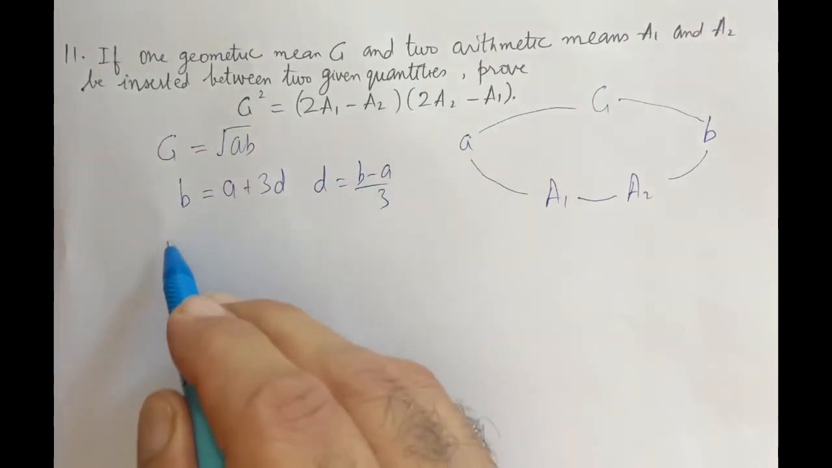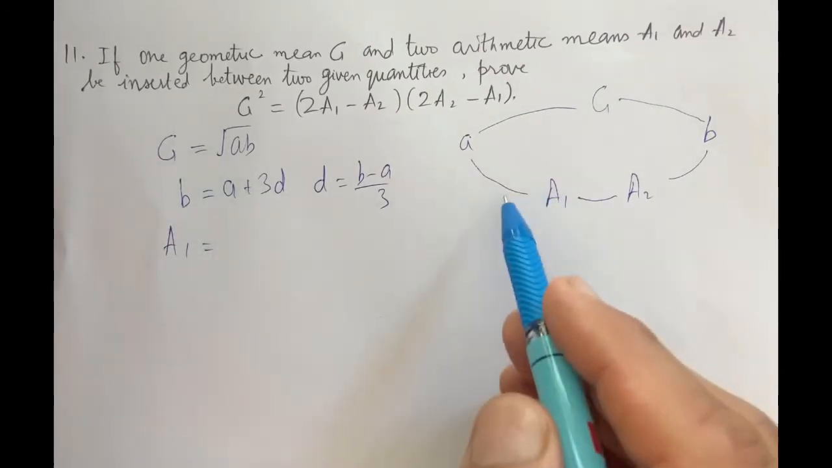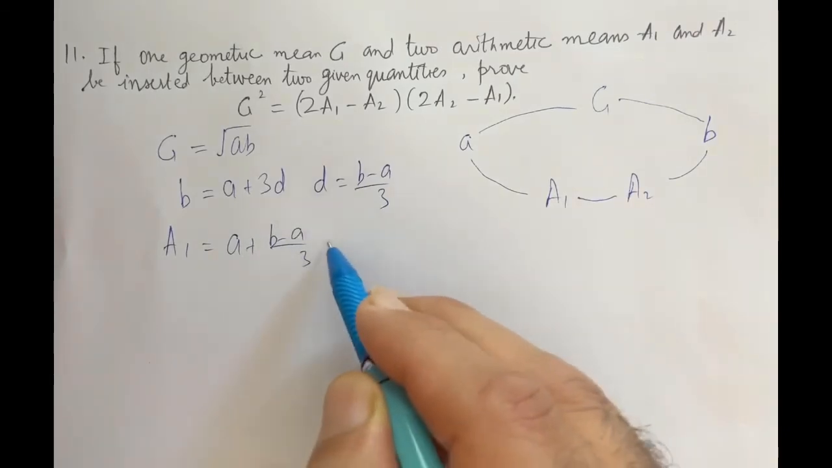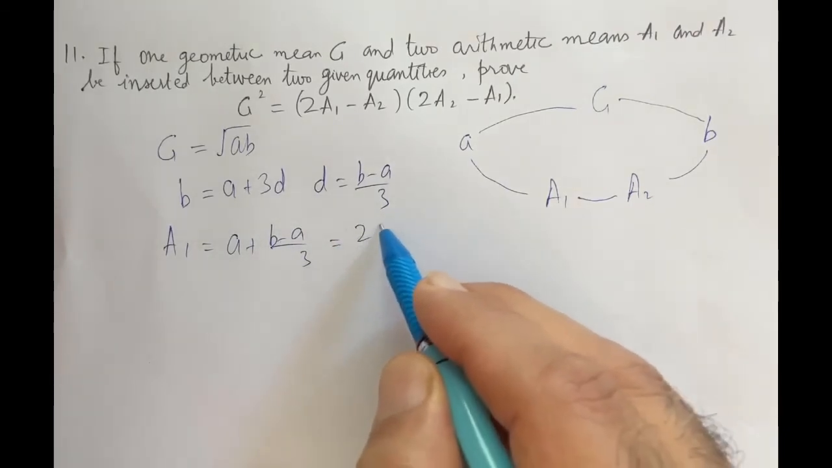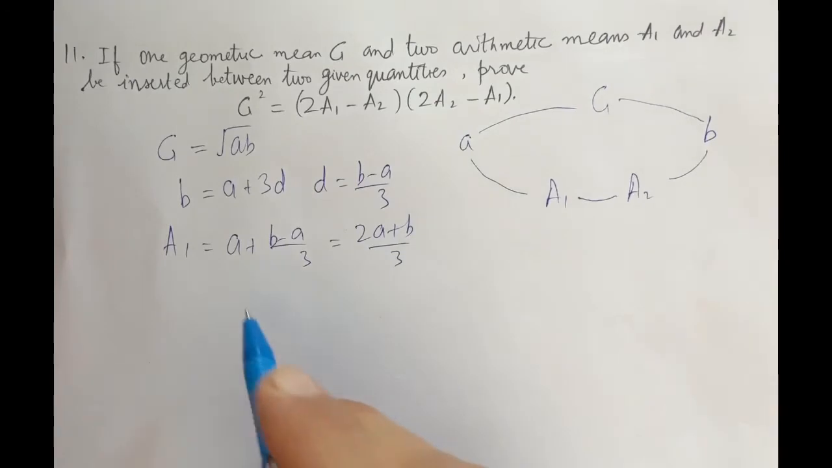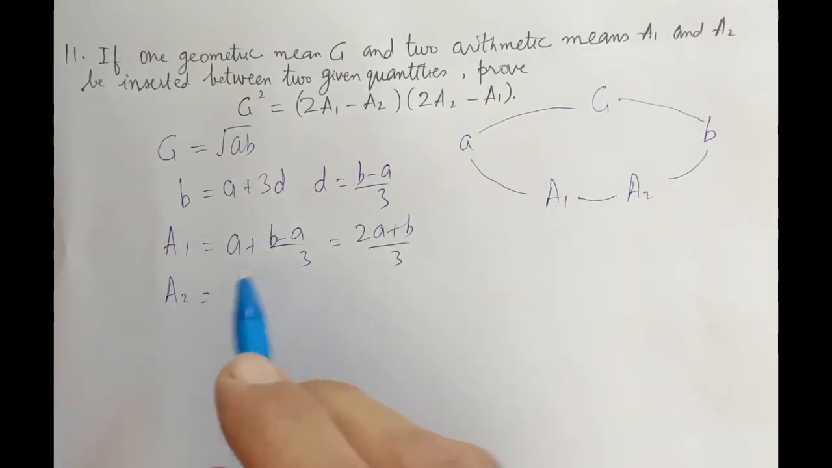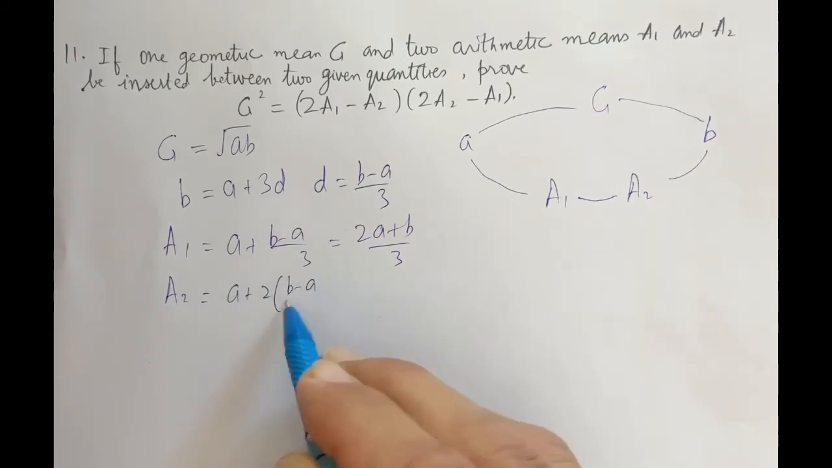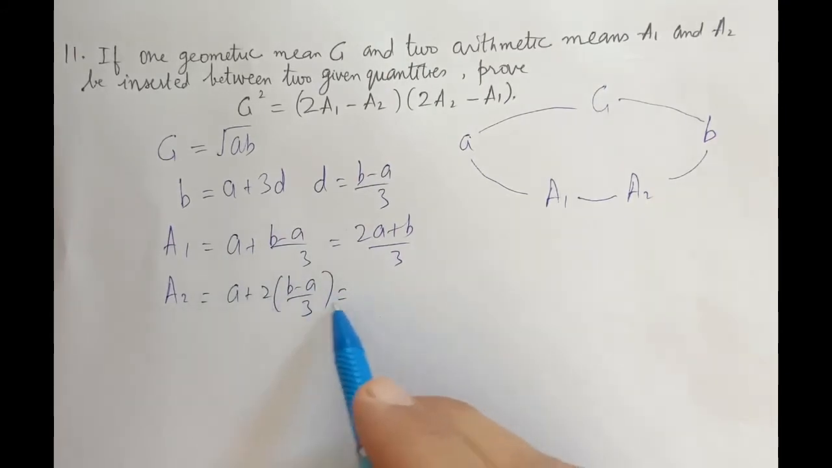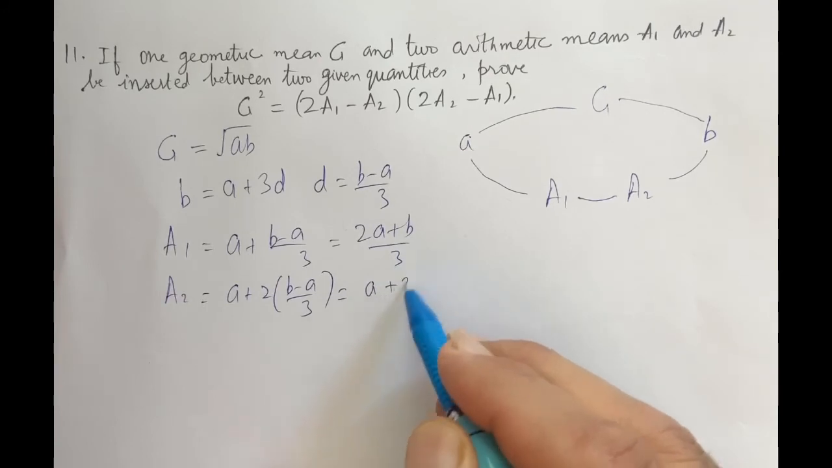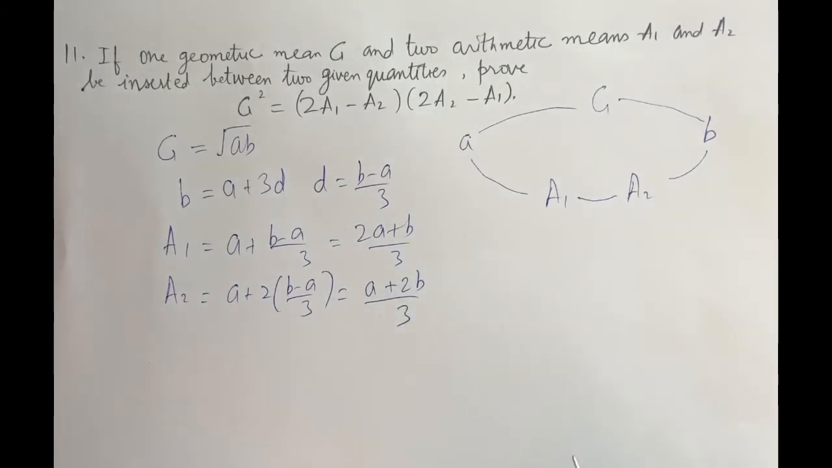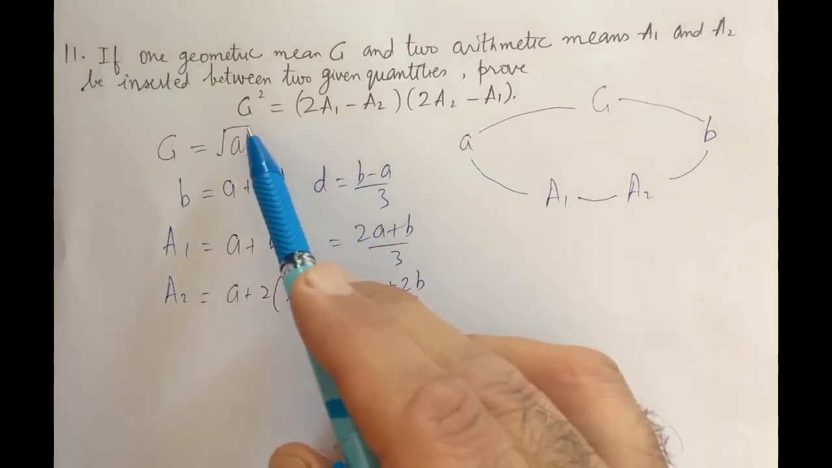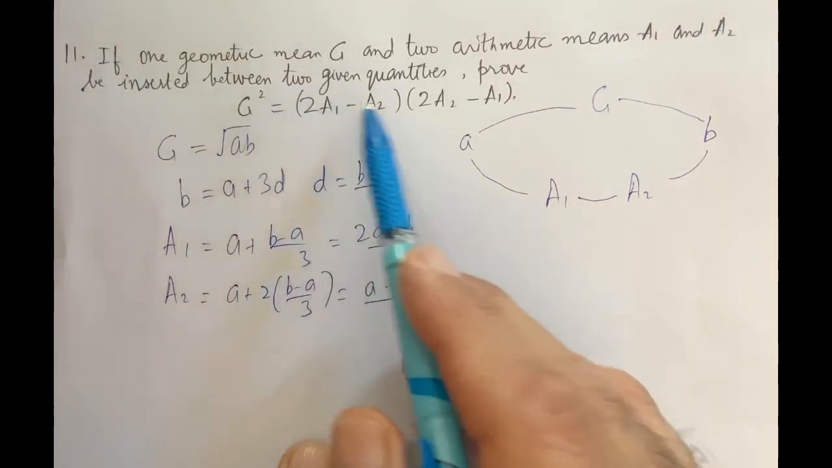So what will be first arithmetic mean? It's a plus d, a plus b minus a upon 3. This will be 2a plus b upon 3. And what is second arithmetic mean? It's a plus 2d, 2 times b minus a upon 3, that's 3a minus 2a, that's a plus 2b upon 3. So now we have a1, a2 and g.